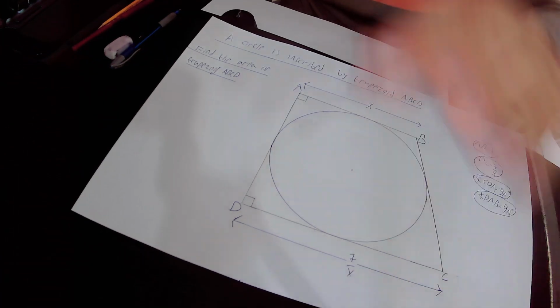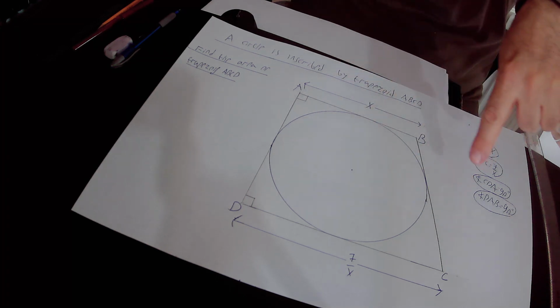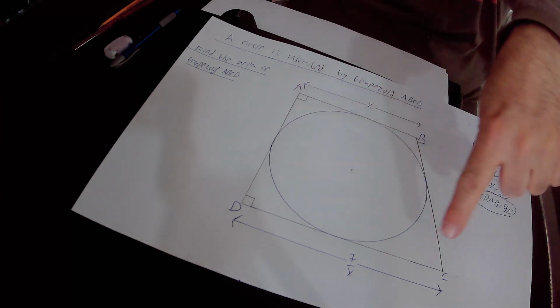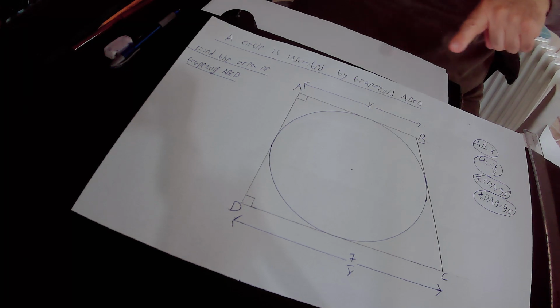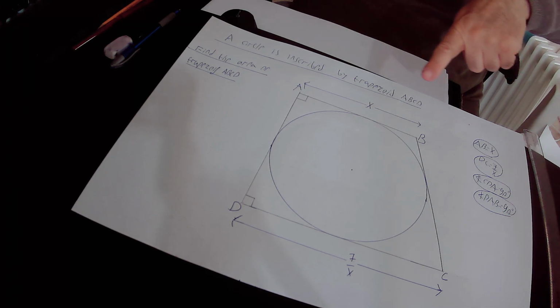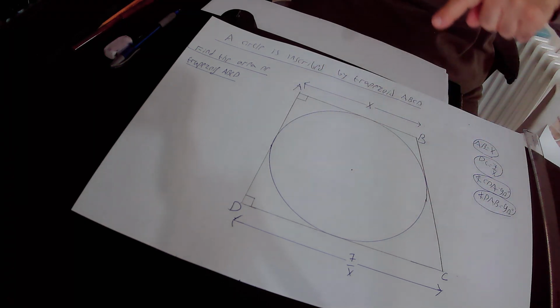Hello, in this lecture we'll find out the area of trapezoid ABCD. So in the drawing we have a circle that is inscribed by this trapezoid ABCD. You know that side AB of trapezoid ABCD equals x, side BC equals 7 over x.